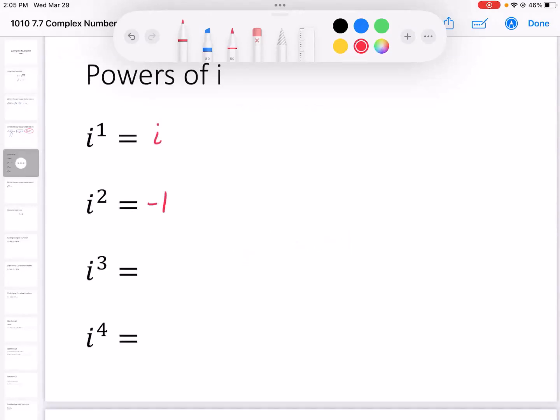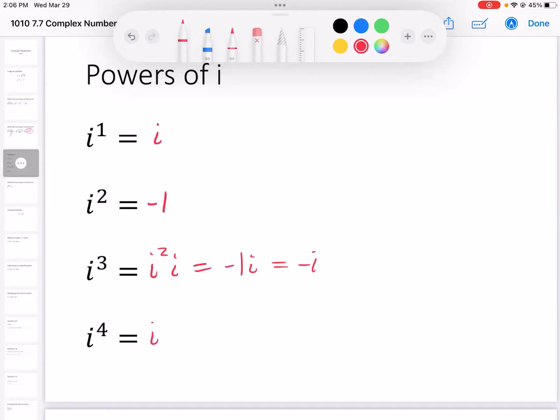So if I have i cubed, I can think about this as being i squared times i, because that would be the same thing as multiplying 3 i's. You could multiply 2 of them and then multiply an i. And so that means this is going to equal -1 times i, which is just -i. So i cubed is the same thing as negative i. Does that make sense? Any questions on that? And then if you have i to the fourth, what do you guys think that would be?